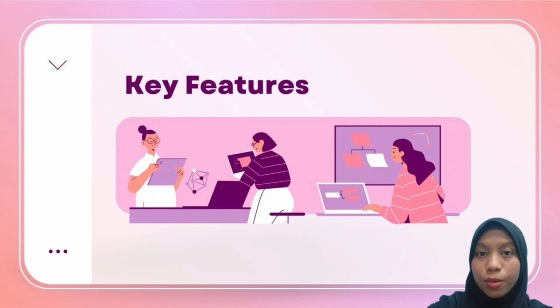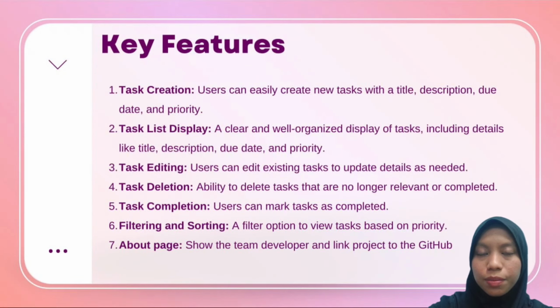Before I proceed to do the demonstration, I'm going to explain to you the key features that we have in the Task Manager. The first one is task creation. Users can easily create new tasks by filling in the title, description, due date, and choosing the priority level. The next one is task list display. It will show the details like the title, description, due date, and priority that we just added.